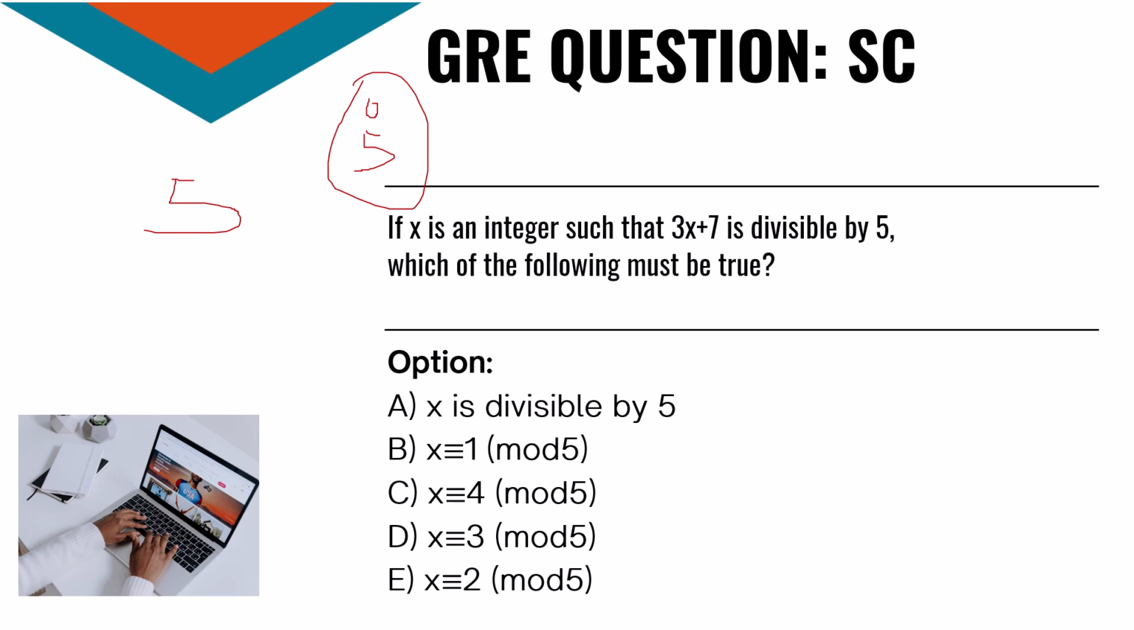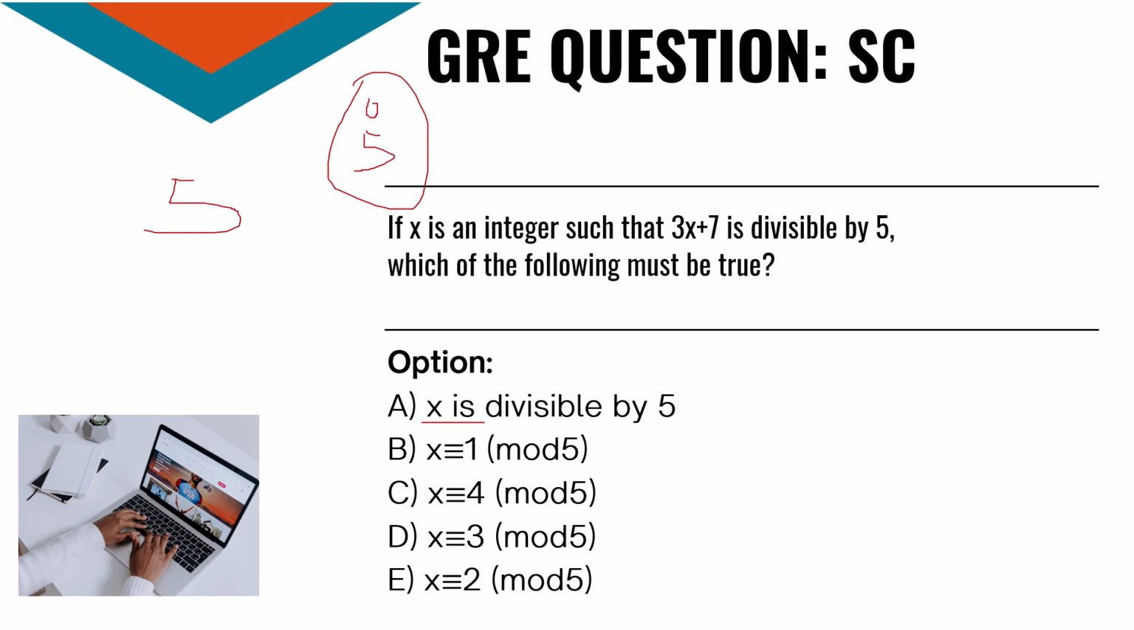Now rather than attempting to find what all x values can bring such kind of number here, we can start looking from the options, right? That will save our time a lot. So let's take option A. Now what does option A say? X is divisible by 5.